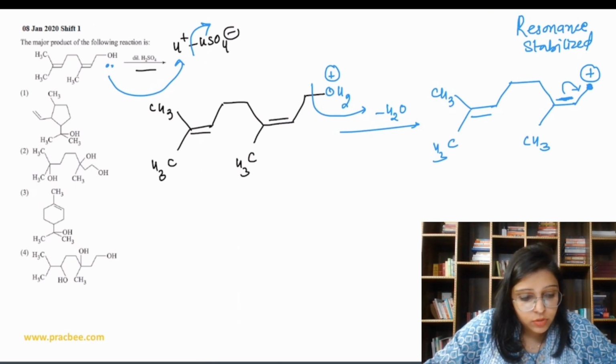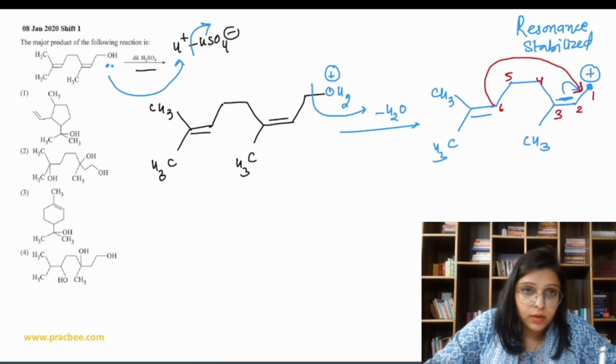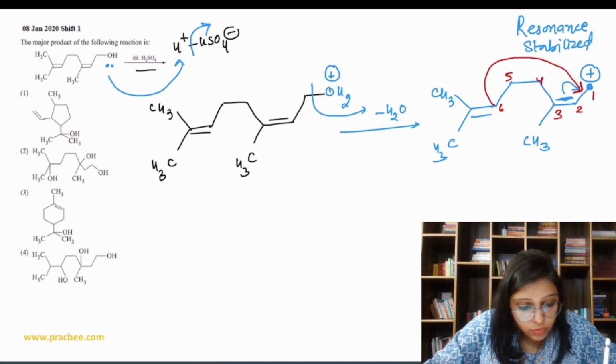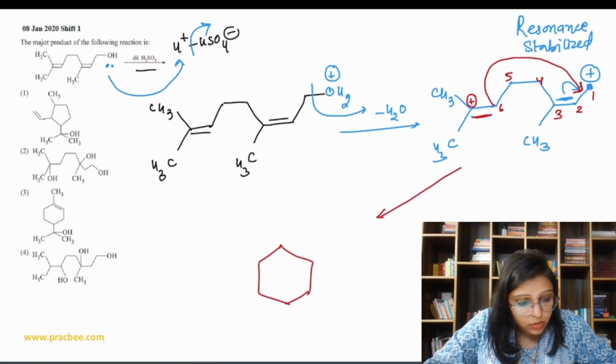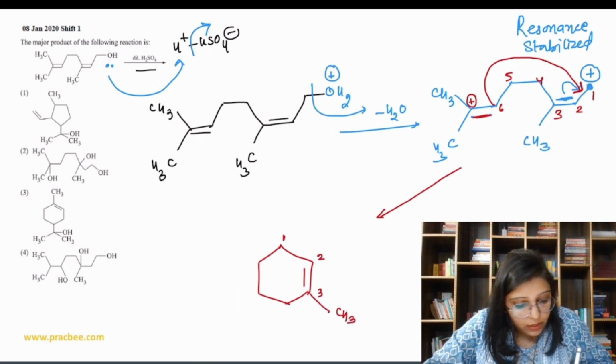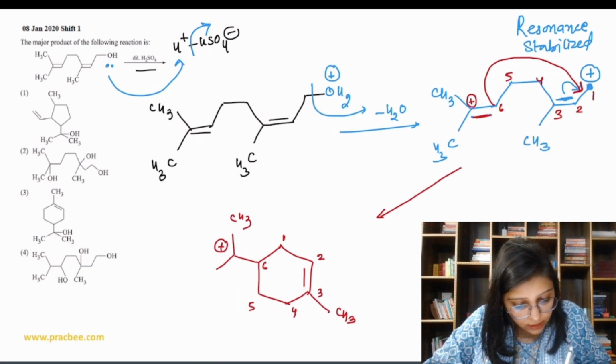So ring expansion can happen. So this is number 1, 2, 3, 4, 5, and 6. A 6-membered ring is more stable. So we are going to form the ring from the 6th carbon. So we will have the positive charge over here. Understood? So let's form the 6-membered ring. Suppose this is carbon 1, this is 2, between 2 and 3 we have a double bond, and on the third we have a methyl group, then we have 4, this is 5, and this is 6, and here we have positive, CH3 and CH3.